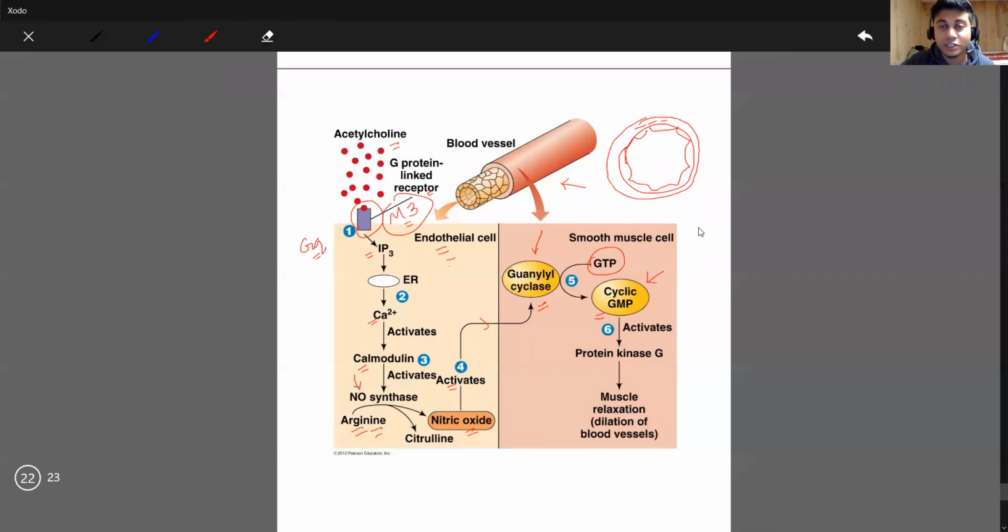And this cyclic GMP activates a protein called protein kinase G. And this protein kinase G relaxes the smooth muscle. And when this smooth muscle is relaxed, the blood vessel has a chance to dilate. That's how your nitric oxide works.